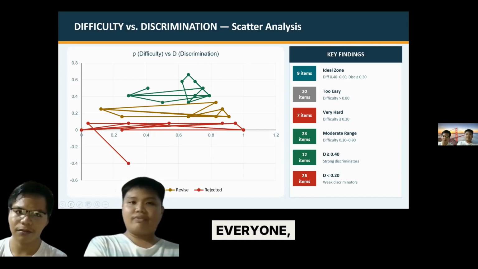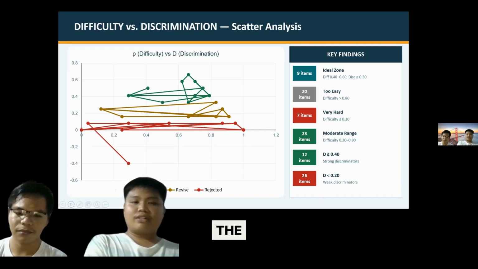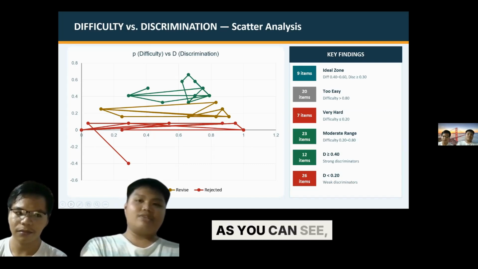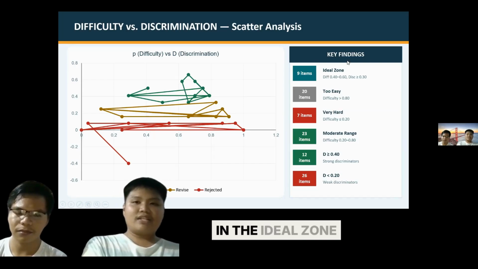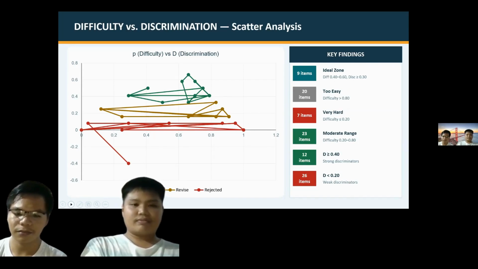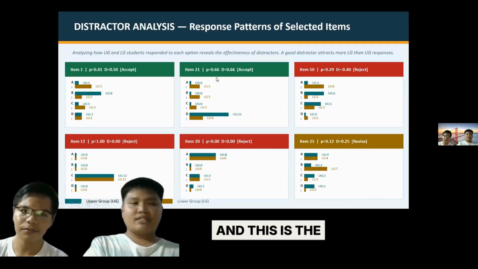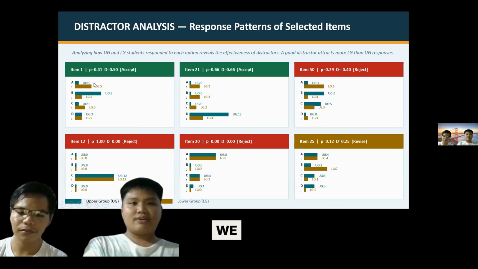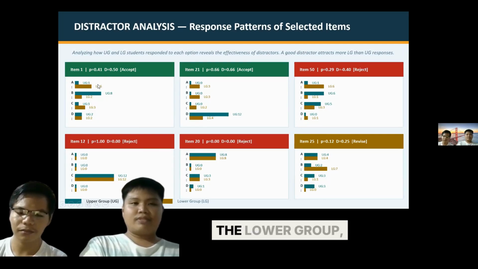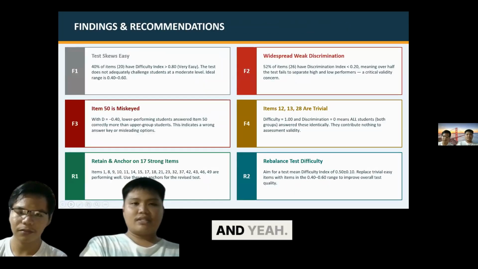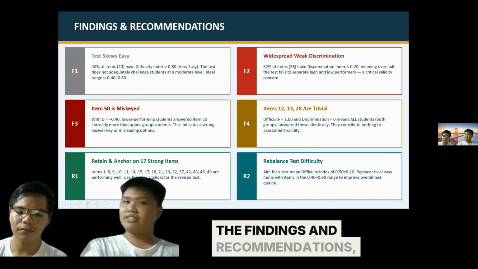And by the way, everyone, this is the trend chart for the 50 items that we analyzed. As you can see, 9 items are in the ideal zone, and the rest are not in the ideal zone. And this is the distractor analysis. We have from the lower group how many answered. And yeah, let's move on to the findings and recommendations, partner.